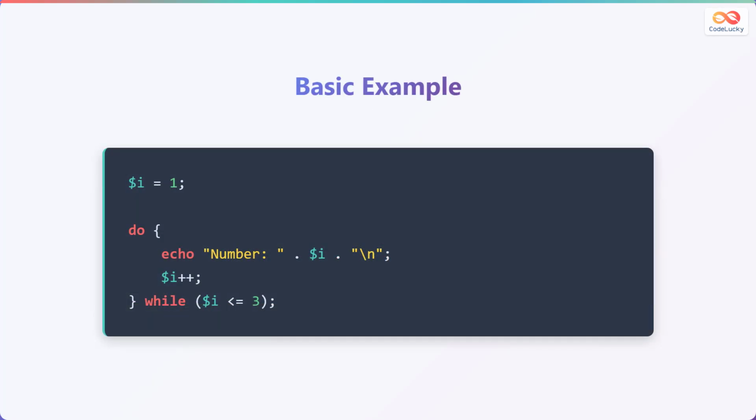Here is a basic example of the do-while loop in action. First, the variable I is initialized to the value 1. The do loop then begins. Inside the loop, the current number is printed, and the variable I is incremented by 1. After the code block, the while condition checks if I is less than or equal to 3. The loop will continue as long as I is less than or equal to 3.